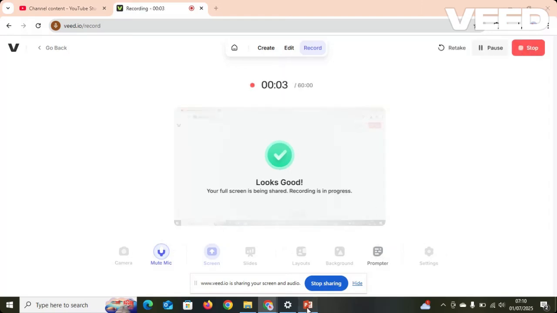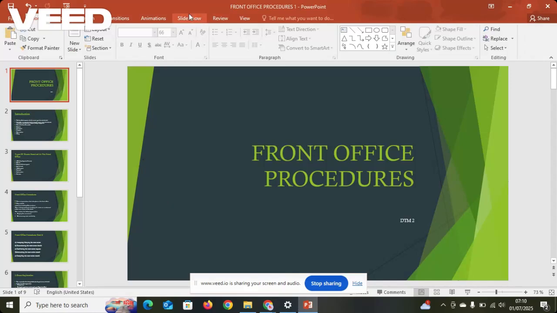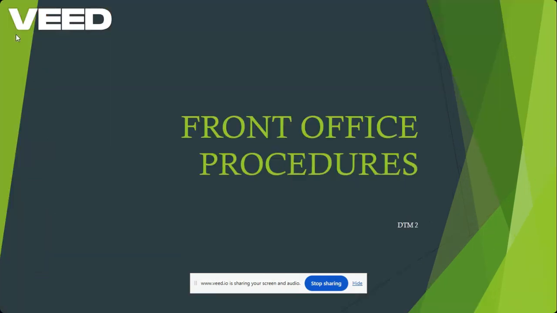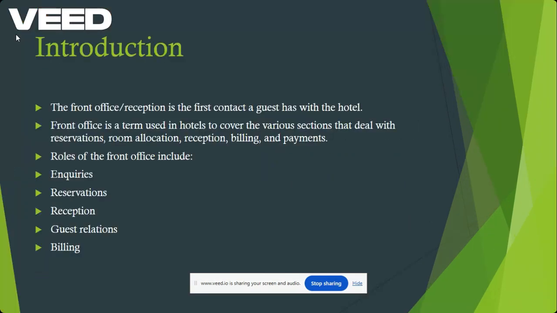Today we are going to look at front office procedures, and we know that front office is a section of the hotel that deals with guests. So it's the first place, the first contact a person has when they enter. In some small establishments they call it a reception, but in big hotels it is a front office.